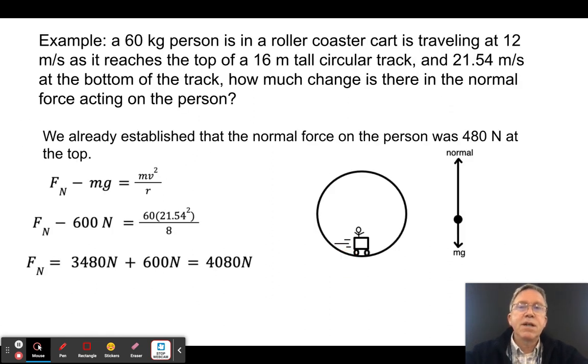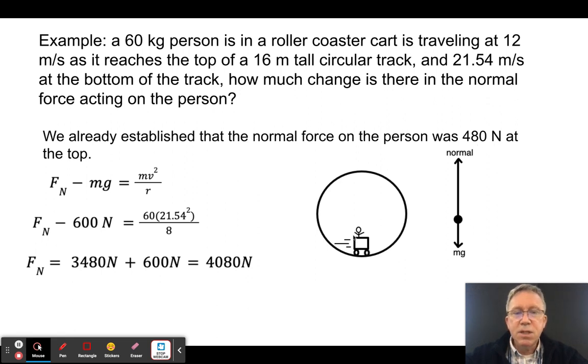Okay, so let's try this one here. The 60 kilogram person in the previous example was traveling at 12 meters per second at the top of this 16-meter circular track. When they got to the bottom, they're traveling at 21.54 meters per second. How much change was there in the normal force acting on the person? We've already established in a previous example that the normal force at the top is 480 newtons. I don't want to go back through that, but that's what we calculated before.